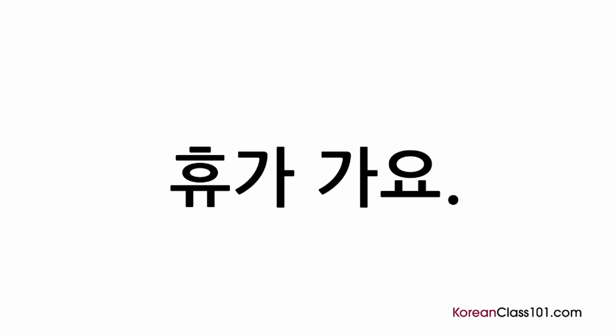The second sentence ends with the same two characters but without a question mark, 가요. And the first two characters is 휴가, the Korean word for vacation that we learned last lesson. So what do you think the sentence means? 휴가 가요. I'm going on vacation.